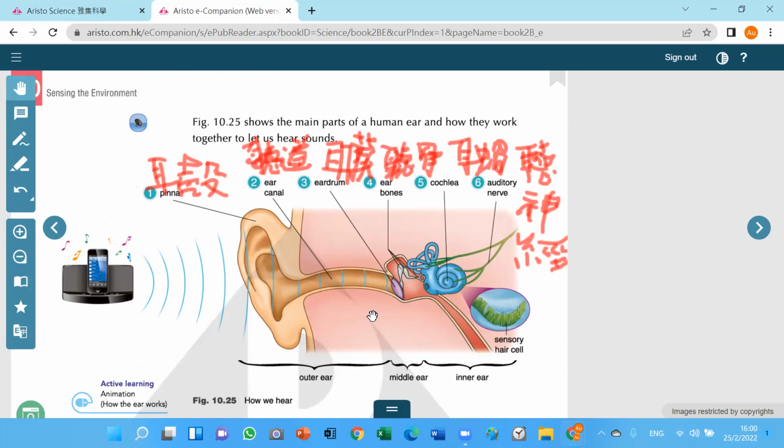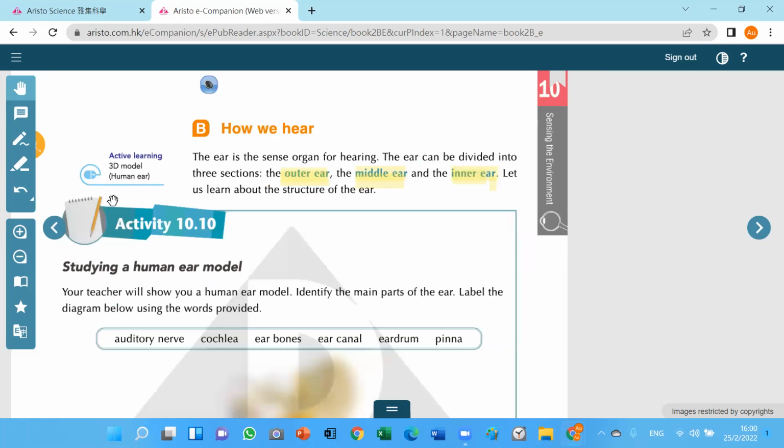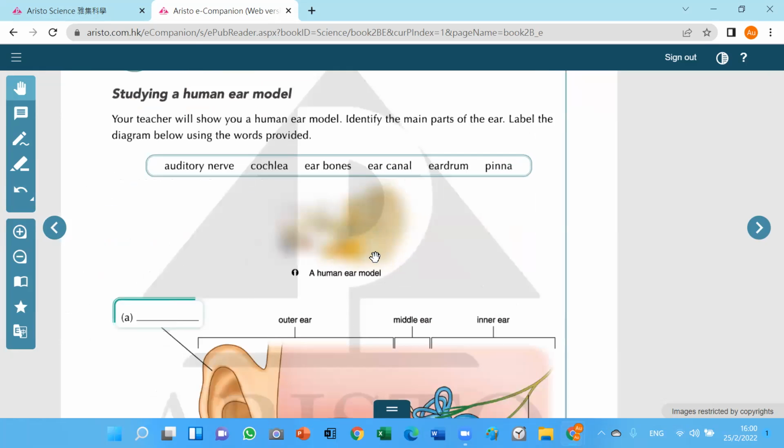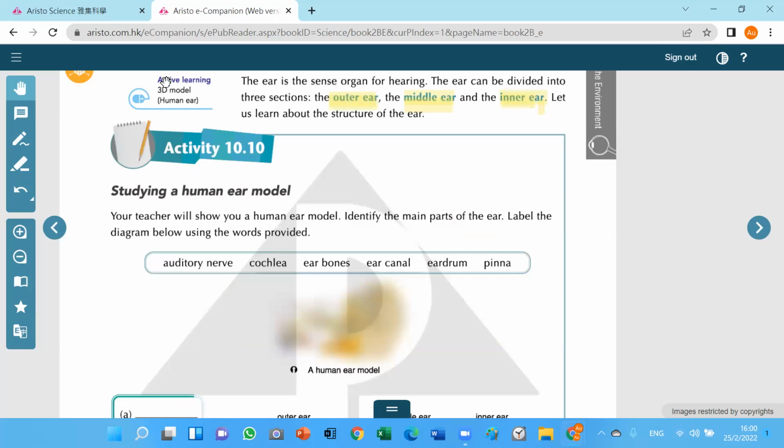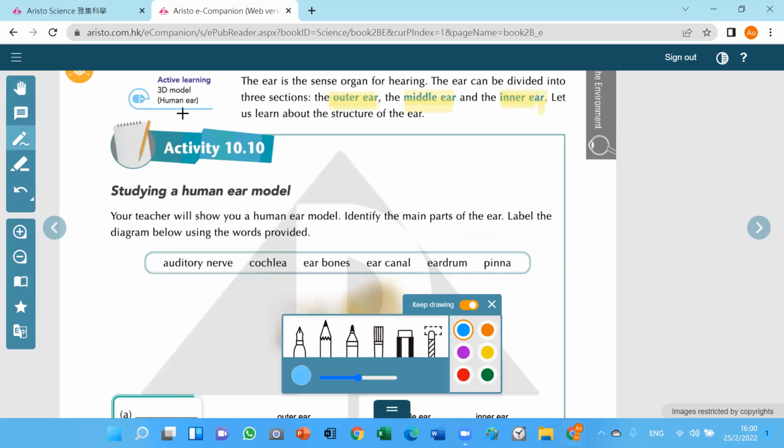So I will stop here first because the time now is 4 o'clock. So time is up. So today's homework, please complete activity 10.10, this one. So this one is your homework.